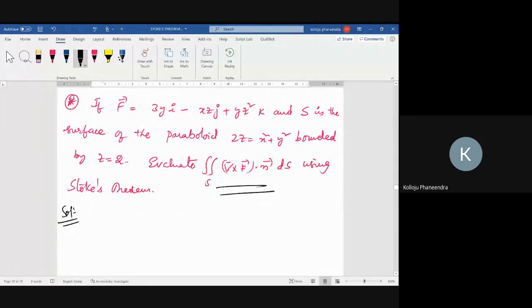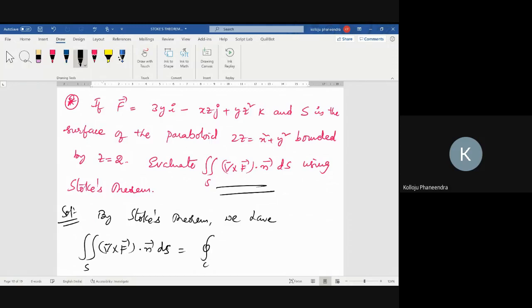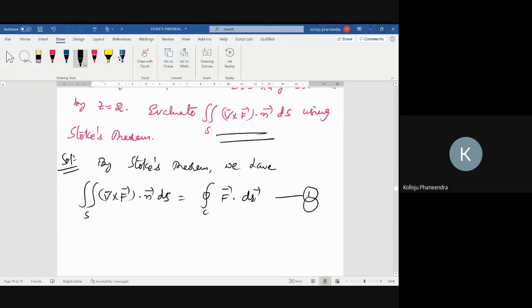First thing, by Stokes theorem, we have, let me write this first, because I have to evaluate this integral using Stokes theorem. Double integral of del cross F bar dot n bar dS equals the circulation over C, F bar dot dr bar. And what is F bar dot dr bar?